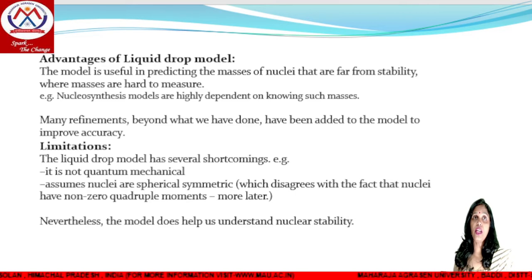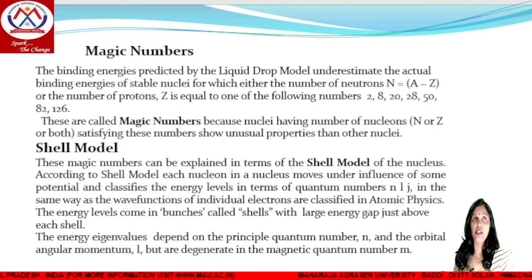The advantage of the liquid drop model is that it is useful in predicting the masses of nuclei that are far from stability, where masses are hard to measure. Many refinements have been added to the model to improve accuracy. But the liquid drop model also has several shortcomings. It is not quantum mechanical. It assumes that nuclei are spherically symmetric, which disagrees with the fact that nuclei have non-zero quadrupole moments, and the model does not help us understand nuclear stability.